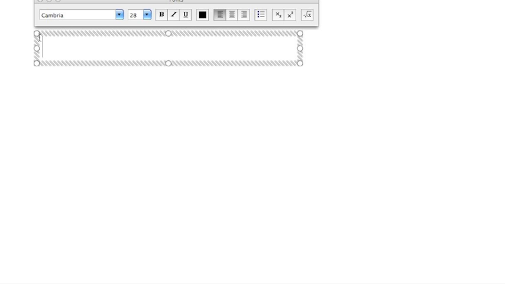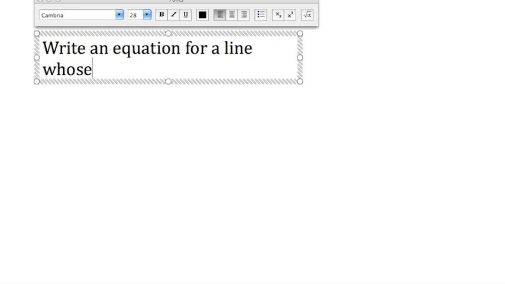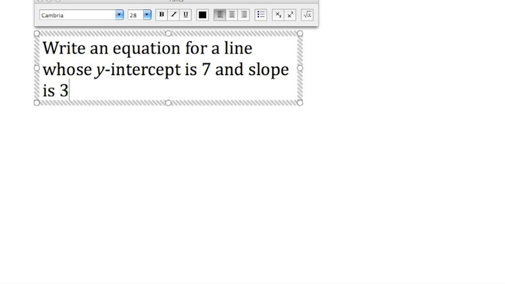So let's say that we are given a problem that looks like this. Write an equation for a line whose y-intercept is 7 and slope is 3.